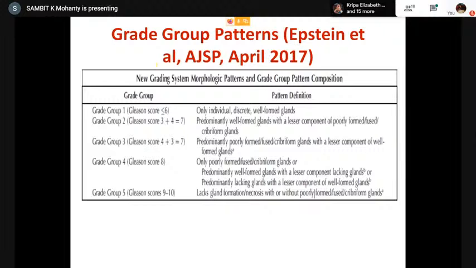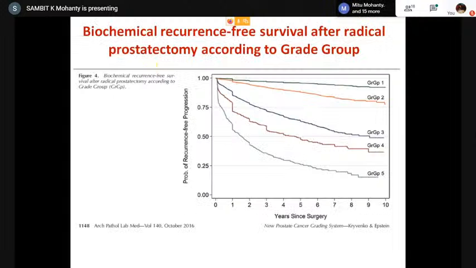9 and 10, which is grade group 5, so anything which adds up to 9 or 10, becomes lack of glands, necrosis, with or without poorly formed, fused, or cribriform glands. Why are we doing it? This is to say the probability of recurrence-free progression.